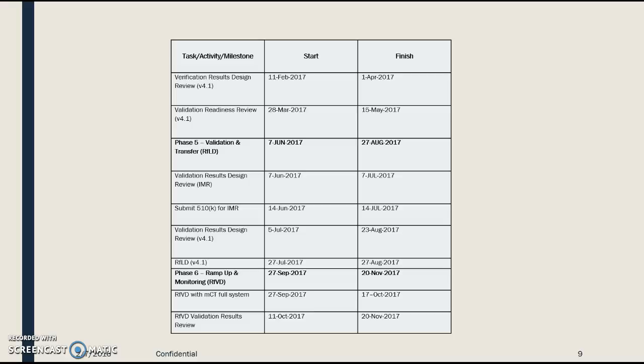Phase 6 is the ramp up and monitoring. That is release for volume delivery. That's when our product would be released to ship to the customers. So at the end of phase 6, that is 20th November 2017, our product would be released. So our current target date for finishing our project and releasing our product, that is releasing the IMR technology, is 20th November 2017.